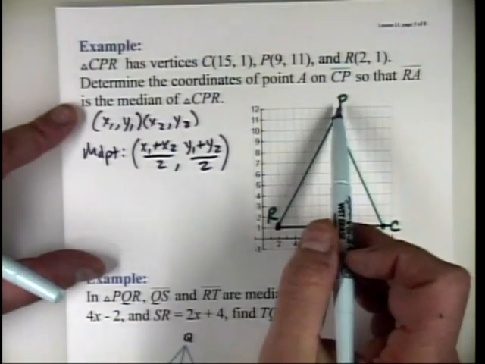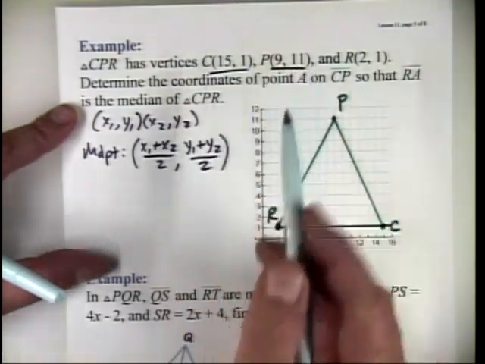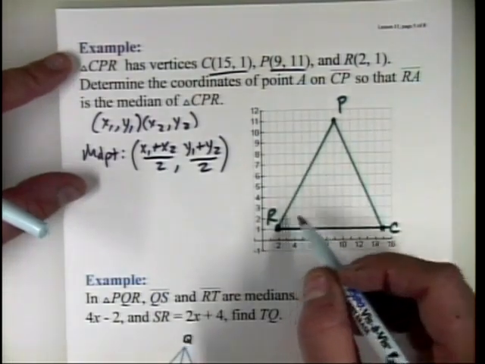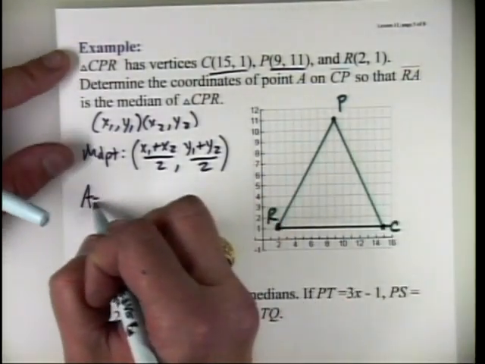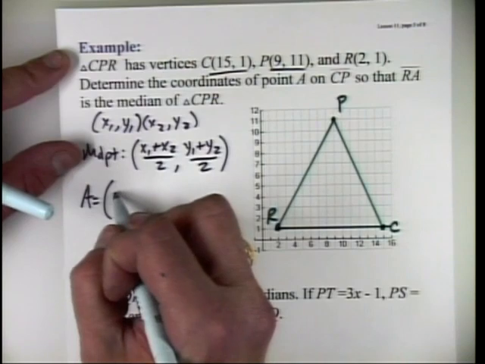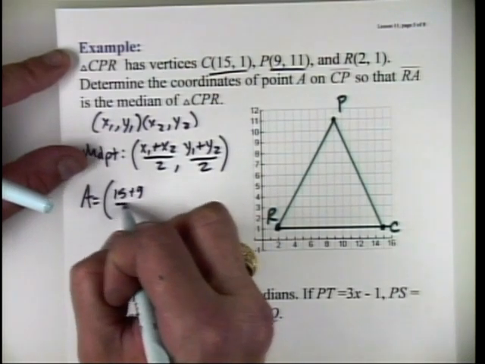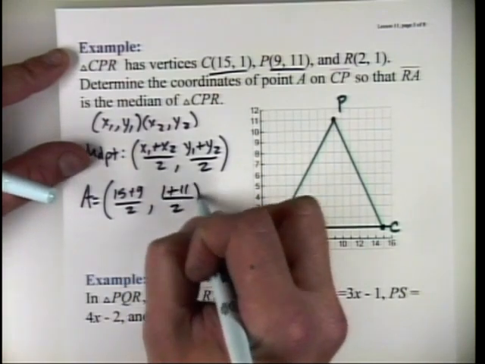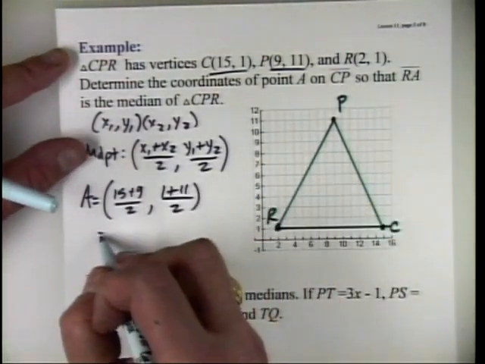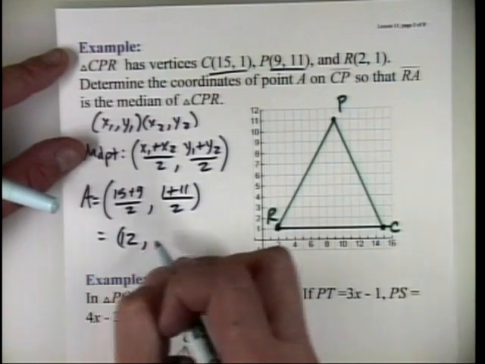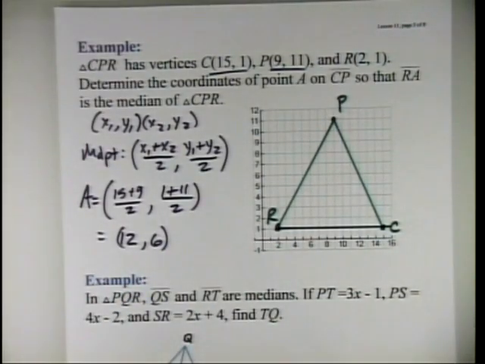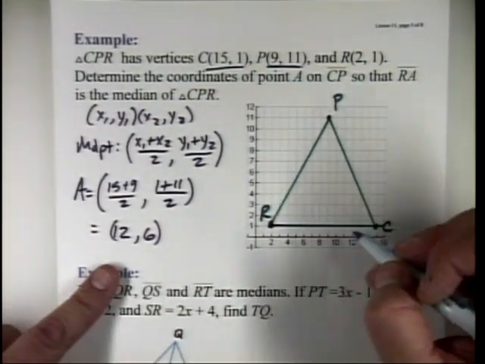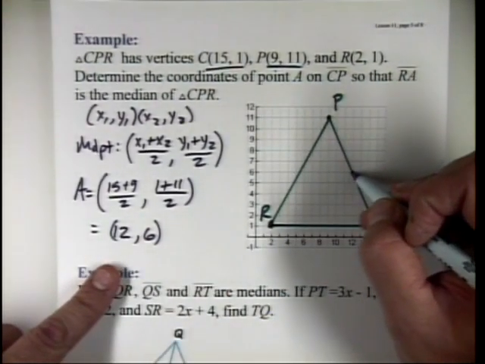So if I'm looking at point P and point C, that's these two up here, I can find the new point. So we'll say that point is going to be called point A. So point A will be 15 plus 9 divided by 2, comma, 1 plus 11 divided by 2. And that gives me the point 12, 6. Okay? 24 halves is 12, and 12 halves is 6. So now I can plot that point. 12, 6 is going to be right here.